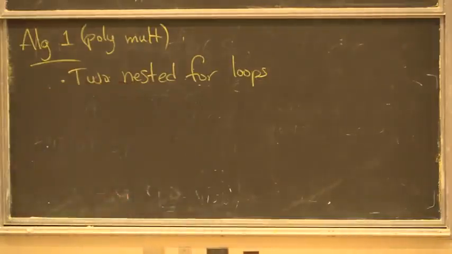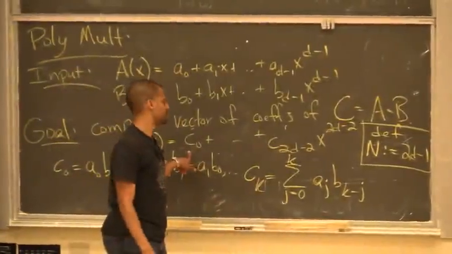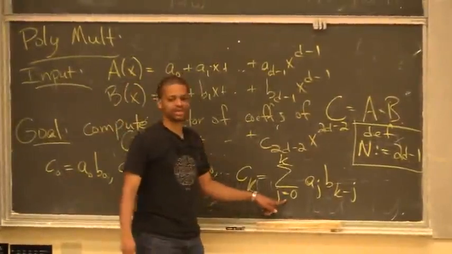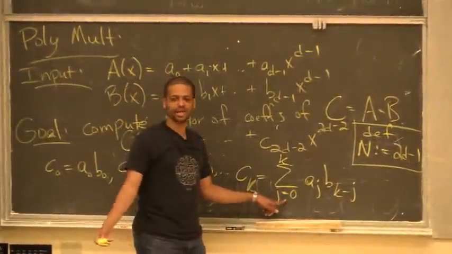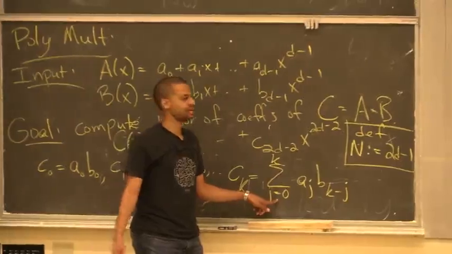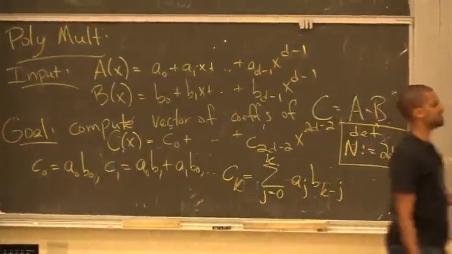How many entries are there of c? How many coefficients are there? There are about n of them. There are exactly n of them. Each one of these summations involves at most n terms. Okay? So two nested for loops of size n, this is O of n squared.